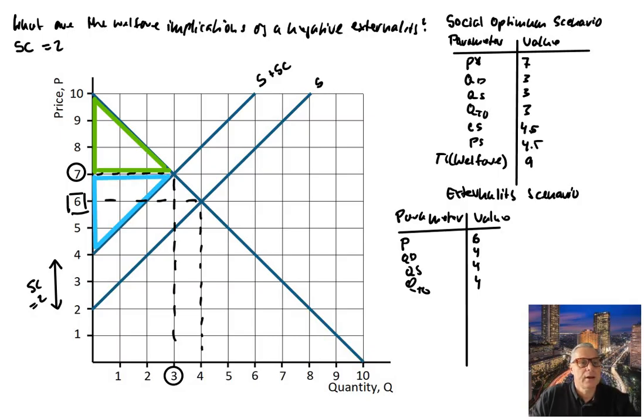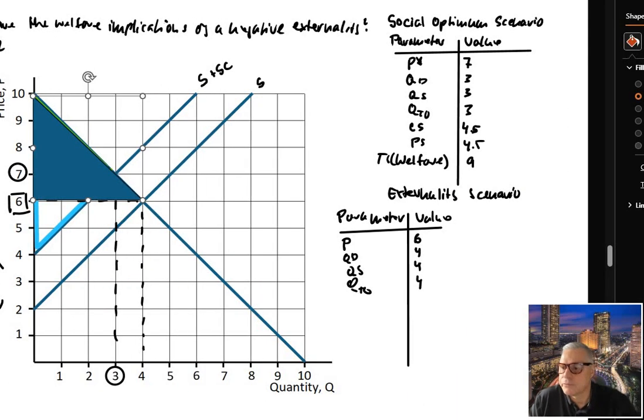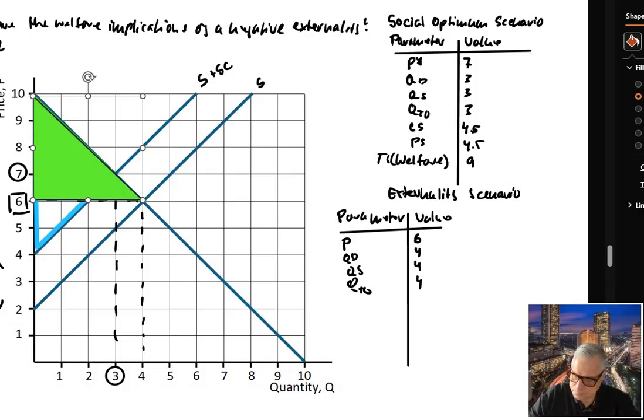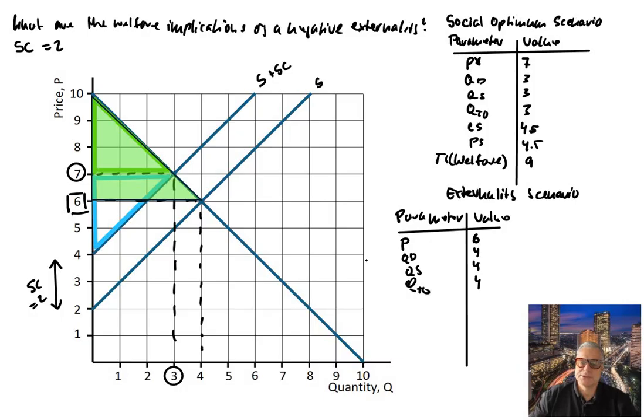And let me draw this one maybe again using this triangle here so we can overlap it. Format, shape. Okay, so this is our consumer surplus, and this is again now 1, 2, 3, 4 times 1, 2, 3, 4. 4 times 4 is 16 over 2, that's 8.